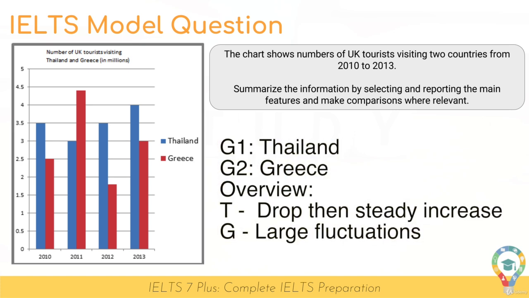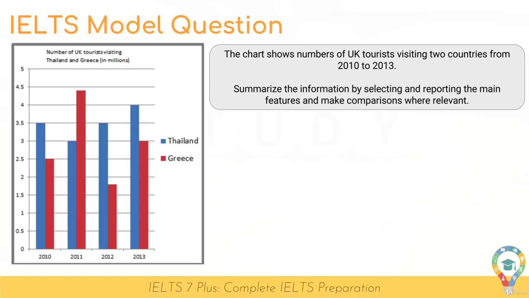As you should remember, the groups tell me what I need to write in each detailed paragraph. So as there's only 2 countries, I've decided that Group 1 or detailed paragraph 1 will all be about Thailand, whereas my second detailed paragraph will all be about Greece. For my overview section, I've identified that Thailand suffers a drop in the first year, then steadily increases throughout, whereas Greece fluctuates largely.